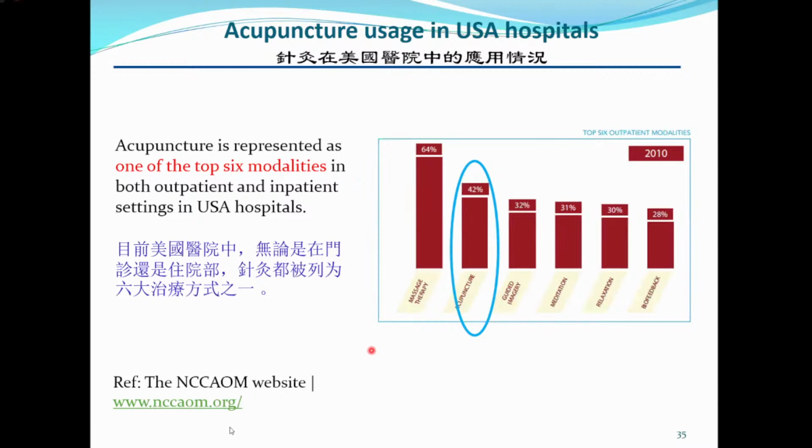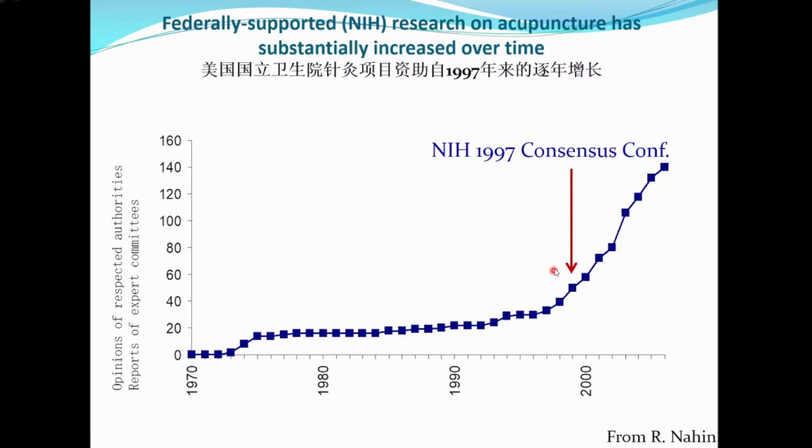And also another survey from the NCCAM website found the six most popular modalities used in American hospitals. Acupuncture is ranked number 2, and number 1 is massage. 42% of patients want to get acupuncture treatment. So since 1997, you can see NIH funding to support acupuncture research also increased dramatically. You see, lots of funding to study, and as a result, lots of research papers have been published.